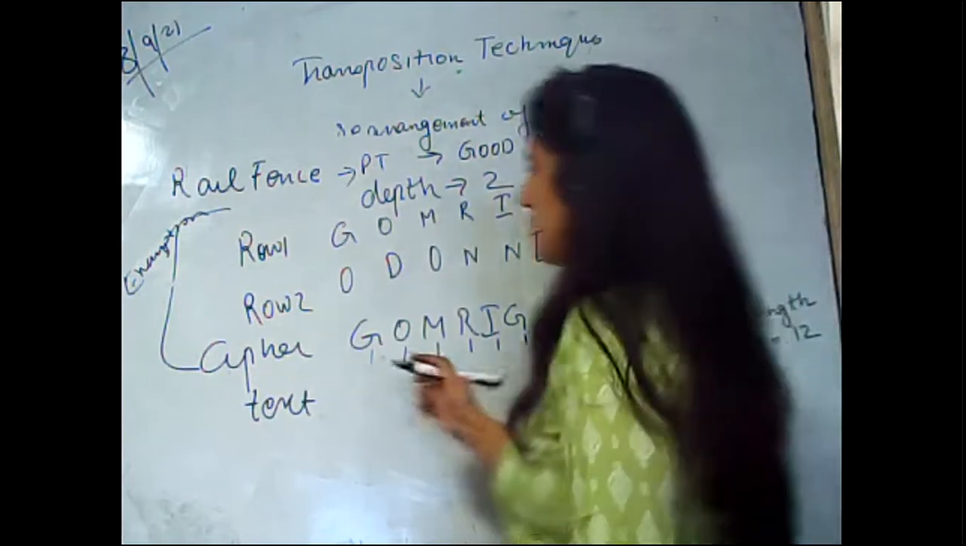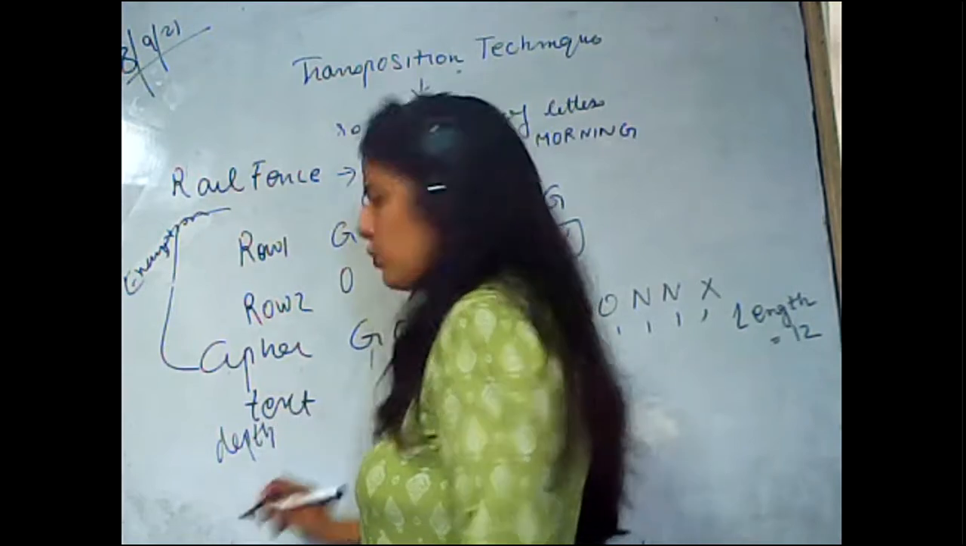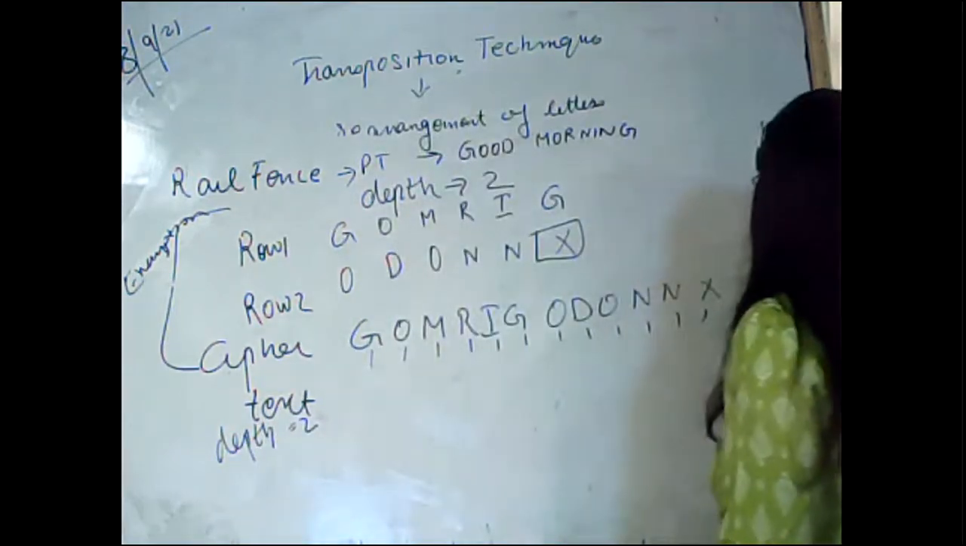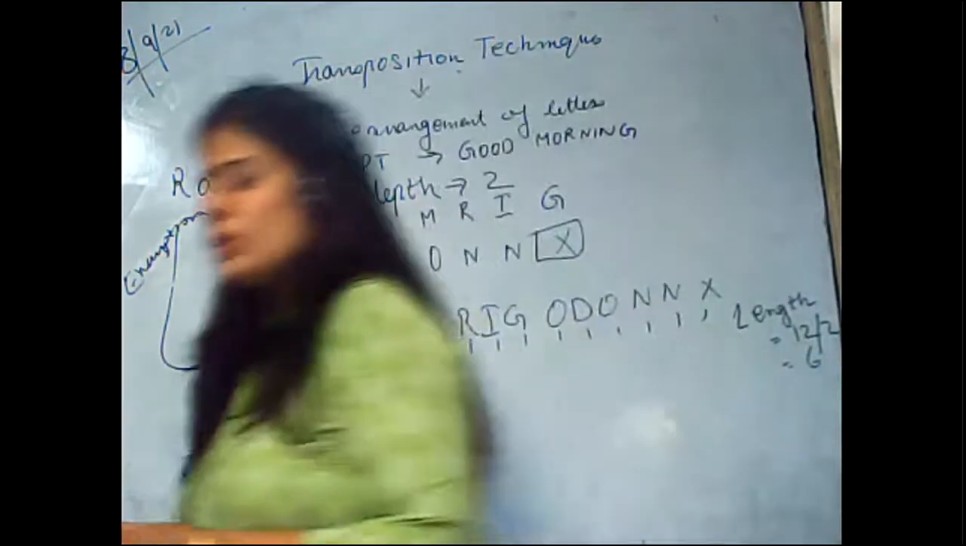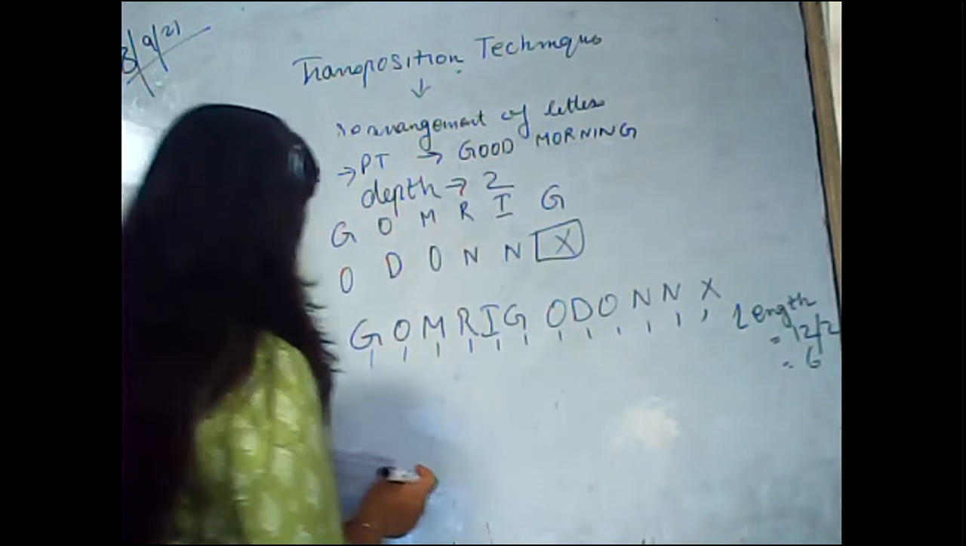And let's suppose I am also given the depth part. My depth value is 2. I will divide this length by 2. So what value will I get? That is 6. This 6 will tell you how we get the plain text value.